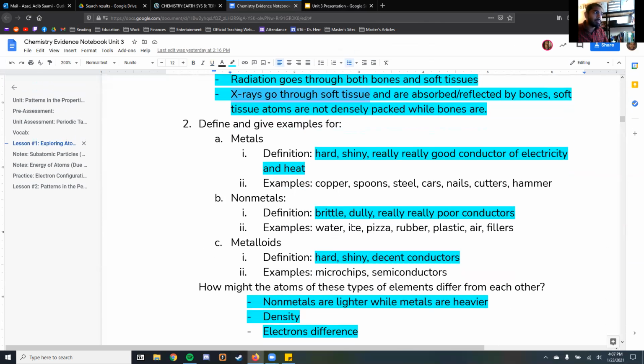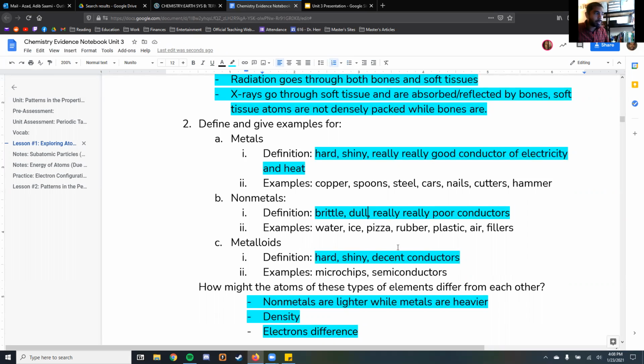We have a working definition for these. Metals: hard, shiny, really good conductors of electricity and heat. I mean, there's a reason you don't put forks into the outlets. You could shock yourself. Non-metals are pretty much the opposite of metals. They're brittle, they're dull, and they're pretty bad conductors. Actually, they're pretty decent insulators.